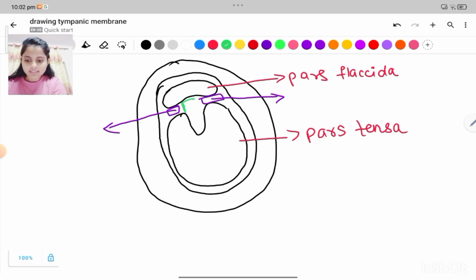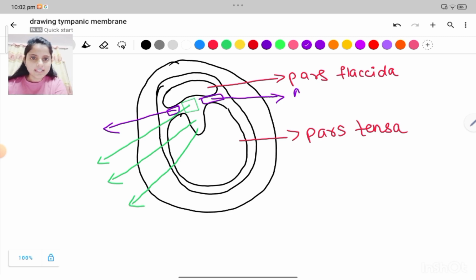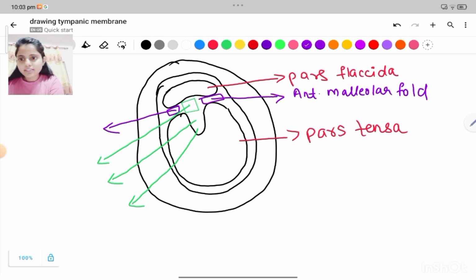This is the lateral process of malleus. This is the handle of malleus and this is the umbo. So this is the anterior malleolar fold. This is the posterior malleolar fold.